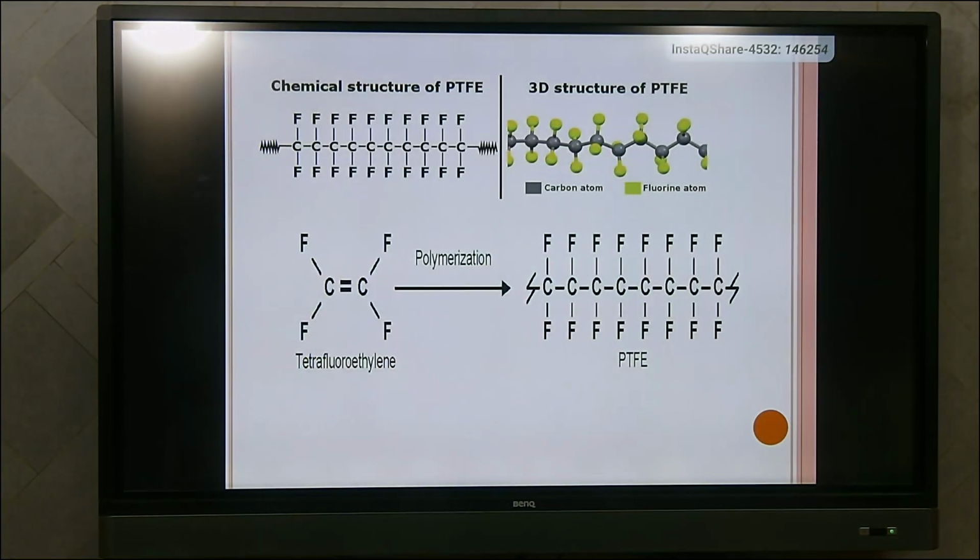Now we'll pass on to the important polymer, Teflon. Here, this polytetrafluoroethylene is a good example for addition polymerization again. And then here, the double bond is getting converted into a single bond, which forms polytetrafluoroethylene. So this is a common structure, and from the previous explanations, you can imagine the 3D structure of your Teflon, which is chemically called as polytetrafluoroethylene.